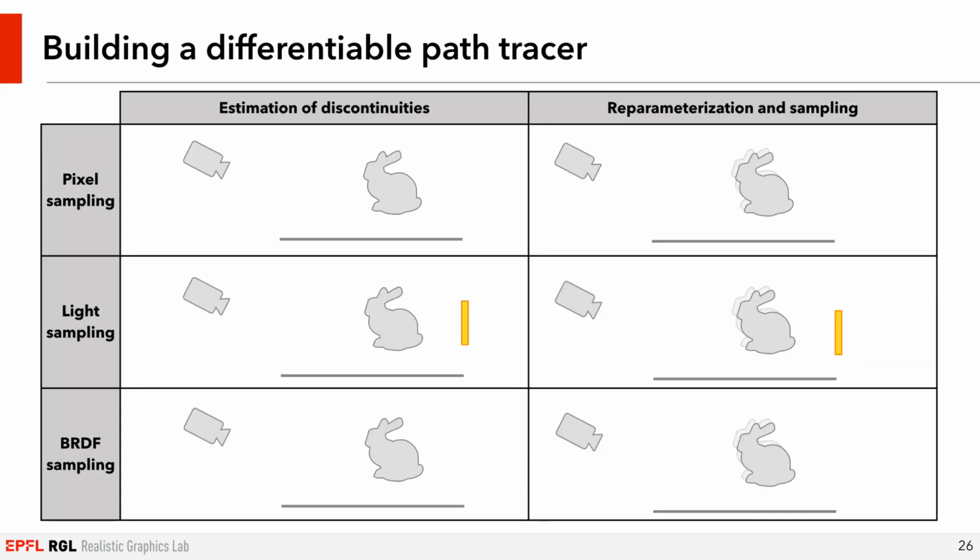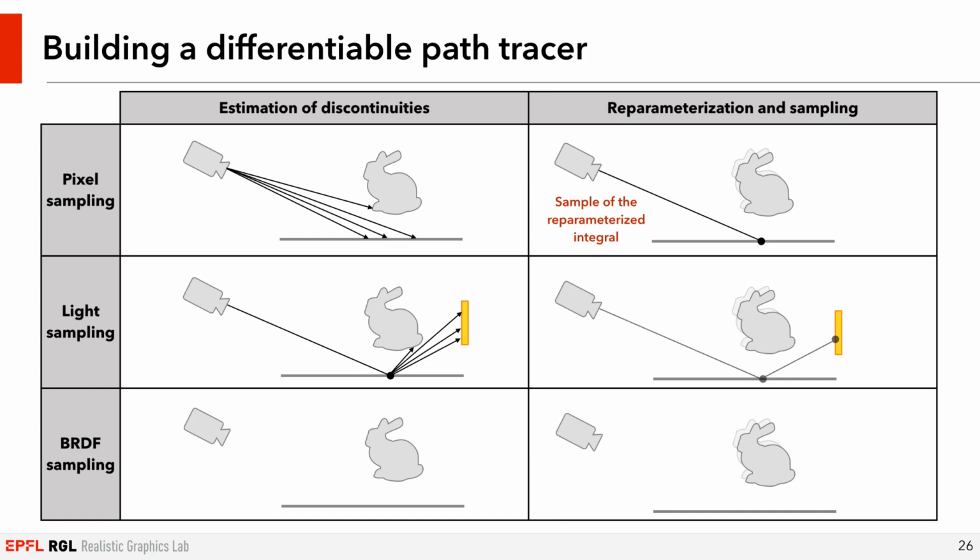Based on these techniques, we can build a differentiable renderer. In each integral, for instance pixel integrals, we first sample some rays to gather some information about the discontinuities in the integrand. Note that we don't need to sample exactly the discontinuities. From this information, we estimate a change of variable such that the integrand becomes differentiable, and then we sample the integral by reusing a ray from the previous step. Our algorithm performs similarly for other types of integrals, light integrals and BRDF integrals.